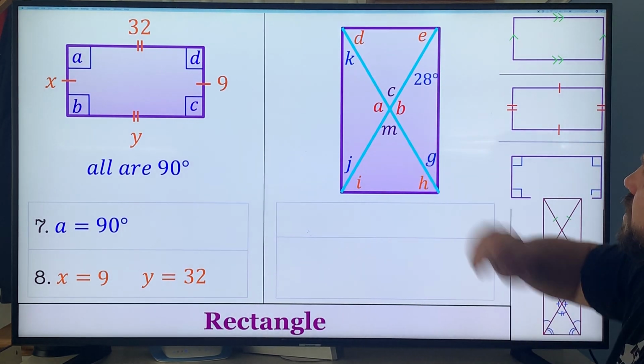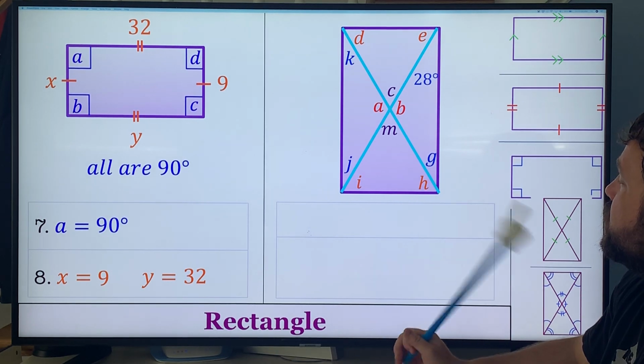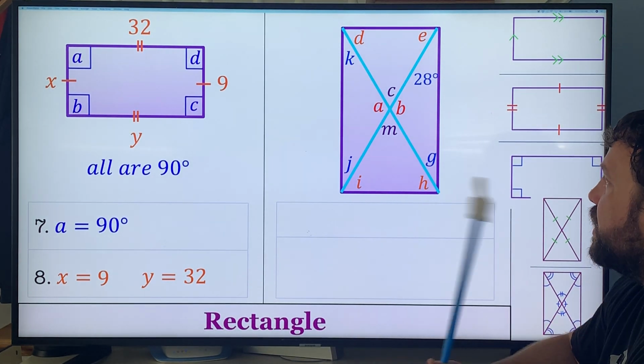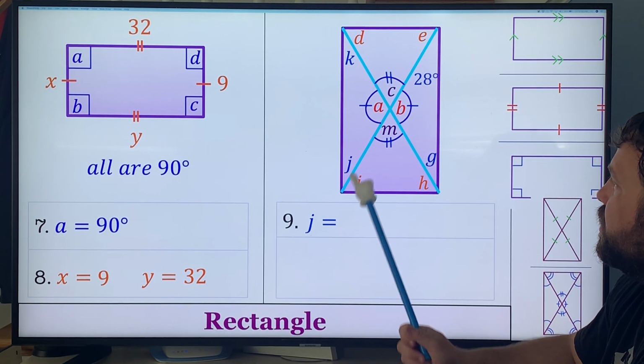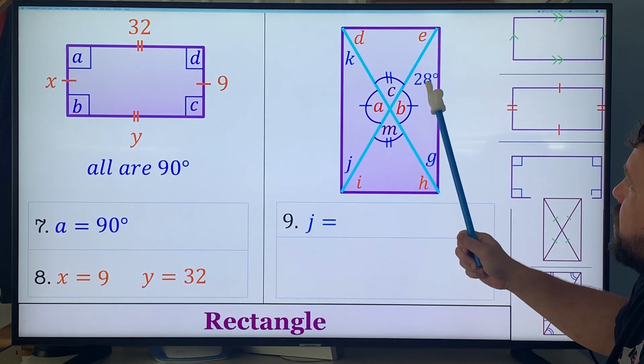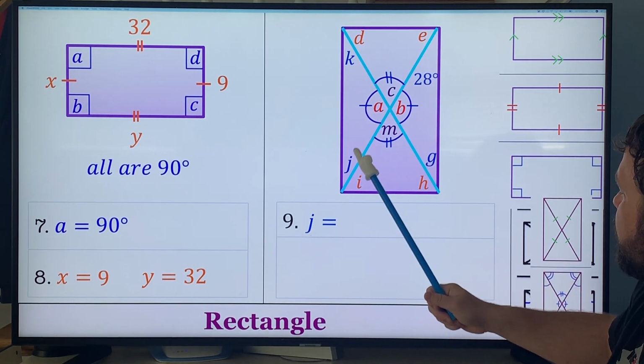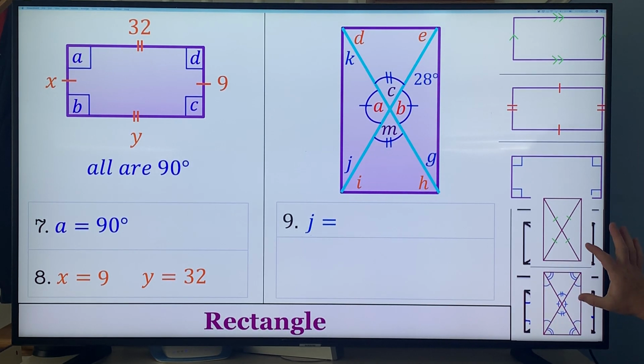Next one. These are the interior angles of your rectangle. So, same rules as applies for polygons. Say I want to find J here. Well, in order to find J, I know that vertical angles are always equal, right? And I also know that this 28 equals that 28, equals that 28, equals that 28. Here's the rules right here.